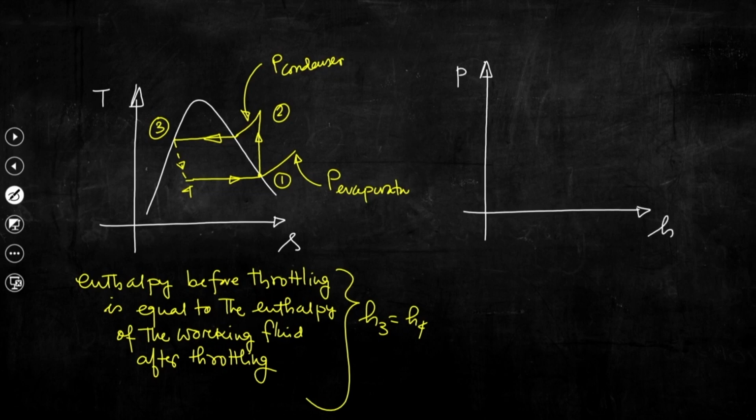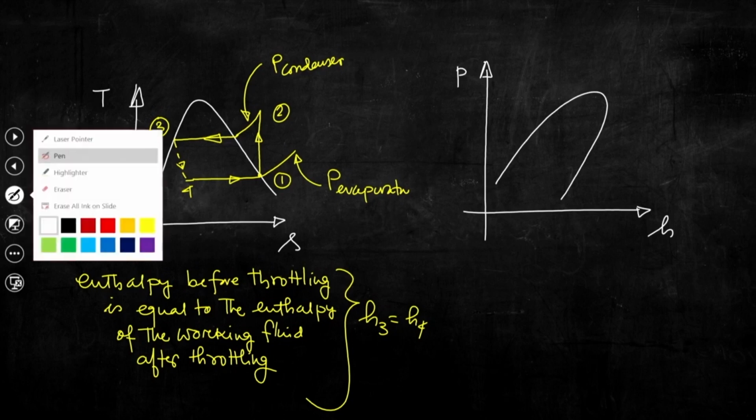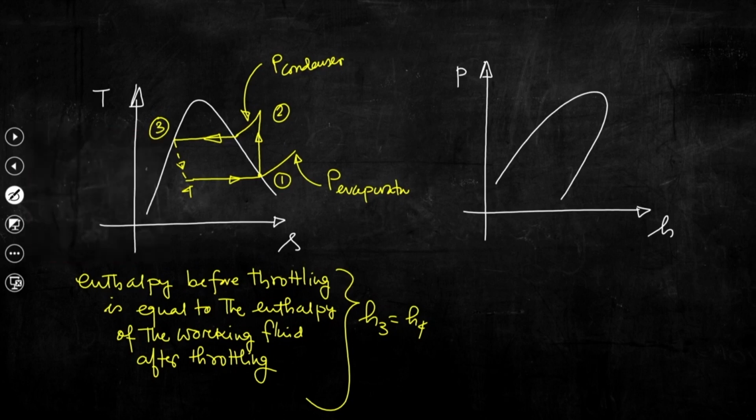Pressure enthalpy plane. So, if we now map these processes, the starting point should be 1, because that is the saturated vapor at the exit of the evaporator. So, if we consider this point as 1, certainly the pressure would be constant. So, let us assume this is the pressure line.